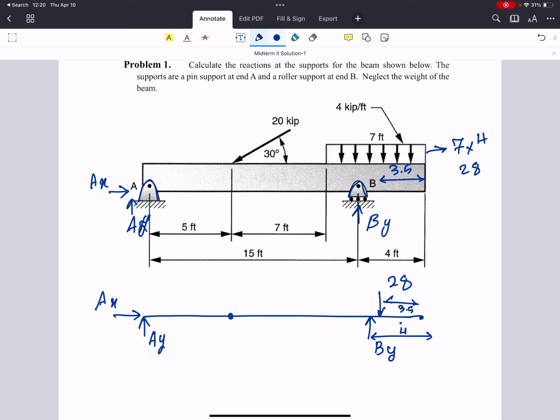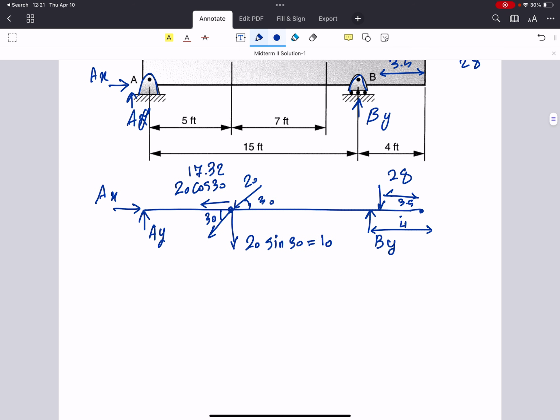Then we had this force. This is 30 degrees, so this is going to be 30 degrees again. This will be 20 times sine 30, which is 10. This force will be 20 times cosine 30, which is around 17.32. So now we have all forces.